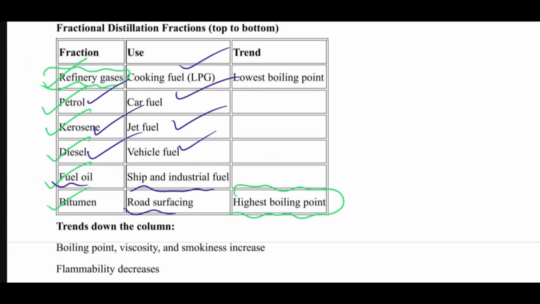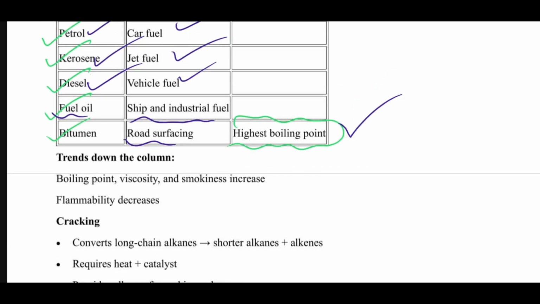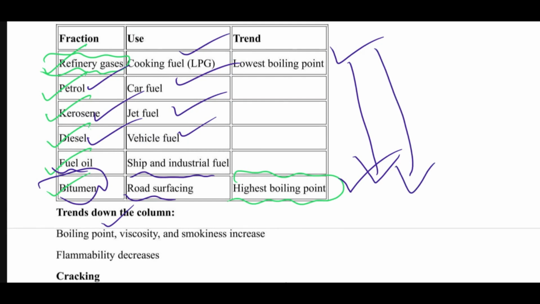Okay, so the boiling point will increase as you go down through the fractional distillation. From the top you get the refinery gas, and at the bottom you just get bitumen. So that is the trend down the column in a fraction. If you see the trend down, the boiling point is increasing. This bitumen has the highest boiling point. The viscosity is also very high.